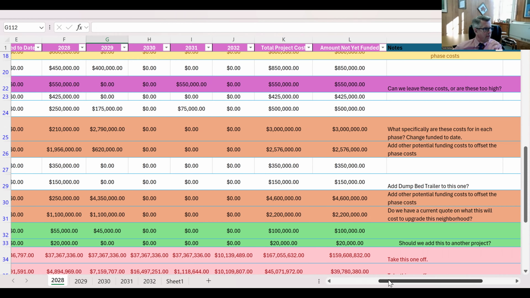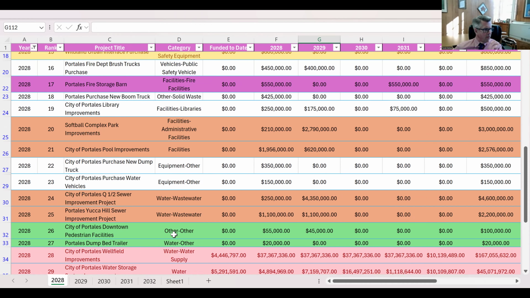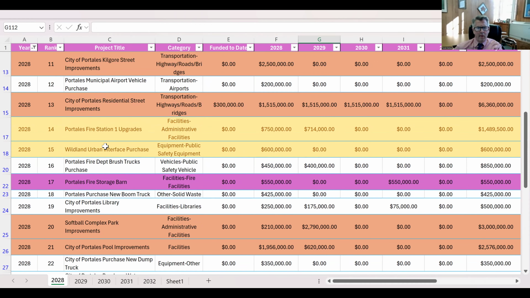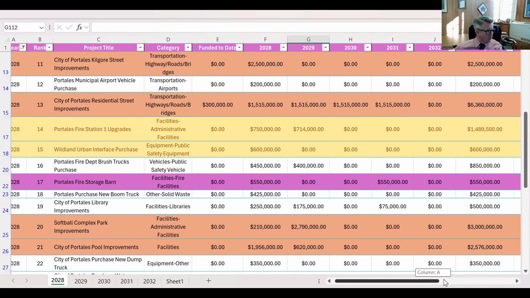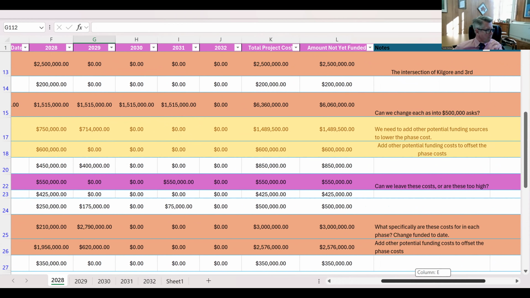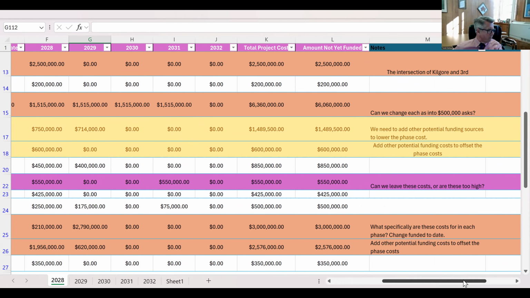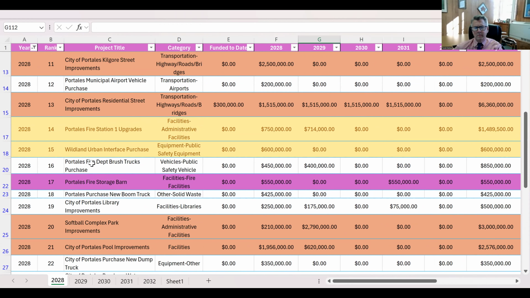Can you tell me what 15 is? What is the narrative? Wildland urban interface? That's the style of fire truck, the full structure fire and wildland. That makes sense. Yeah, it's just a new term that is being thrown around.